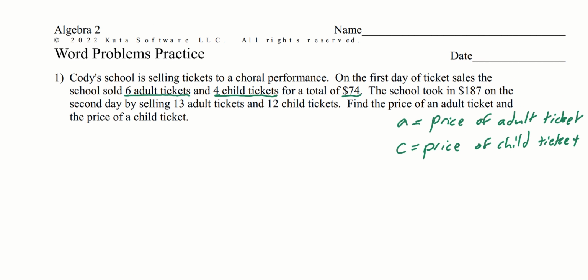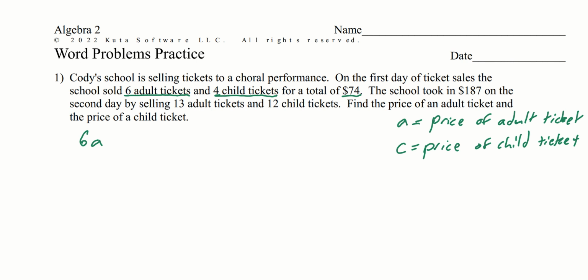So that right there can be made into an equation, because if I want to know the amount of money that they made off the adult tickets, I would take the number of adult tickets that they sold and I would multiply it by 6, because they sold 6 of them. Or at least I should say I would multiply it by the price of an adult ticket. Same thing with the child tickets as well.